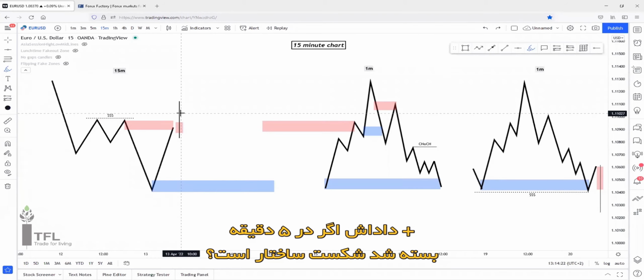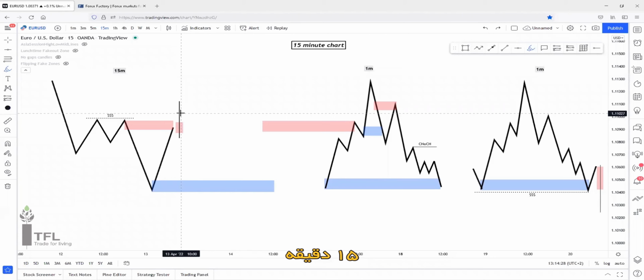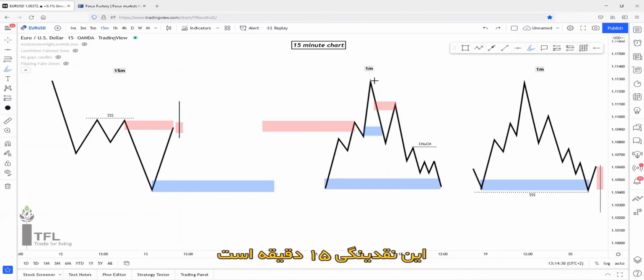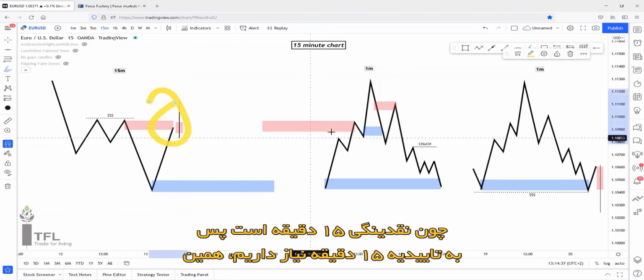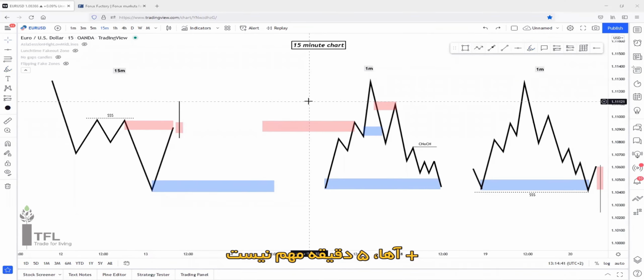Bro, if it's closed on 5 minutes, it's a breakout structure, or 15 minutes. If it's closed on 15 minutes, we don't care about the 5 minutes. This is a 15-minute liquidity. We need a 15-minute candle confirmation. That's all. Not 5 minutes. Exactly. Okay, let me continue.